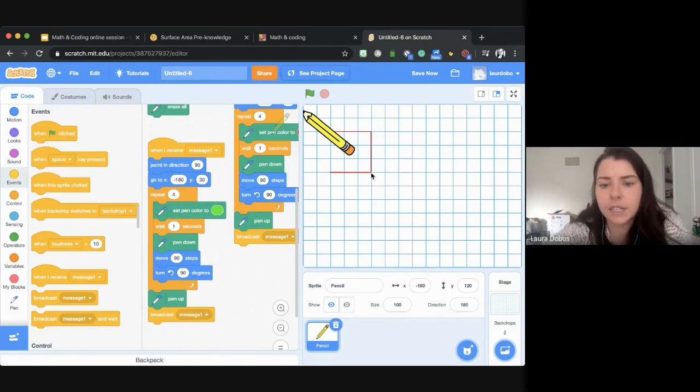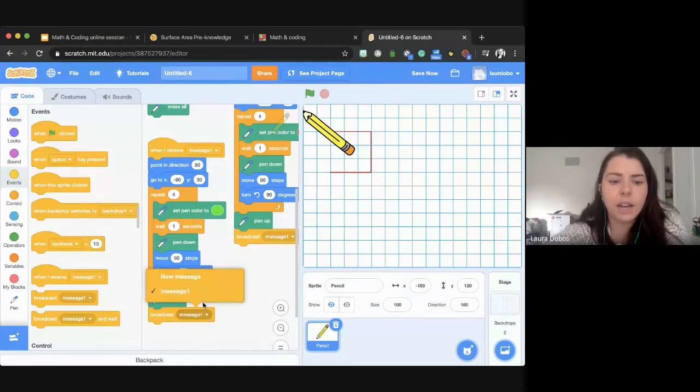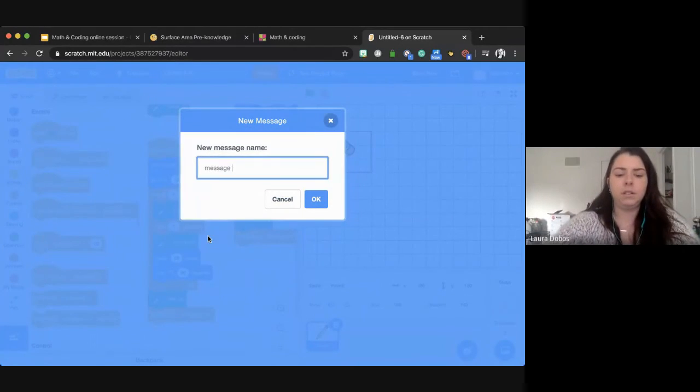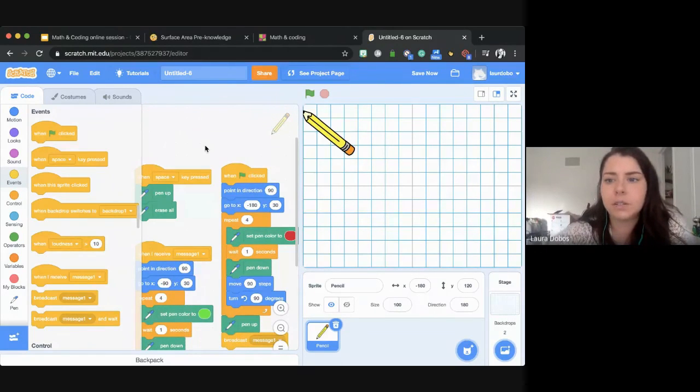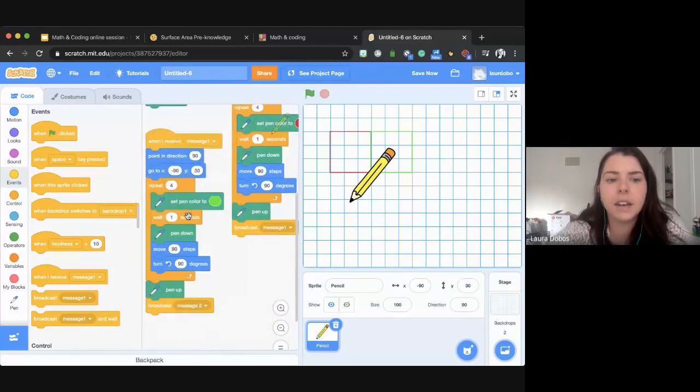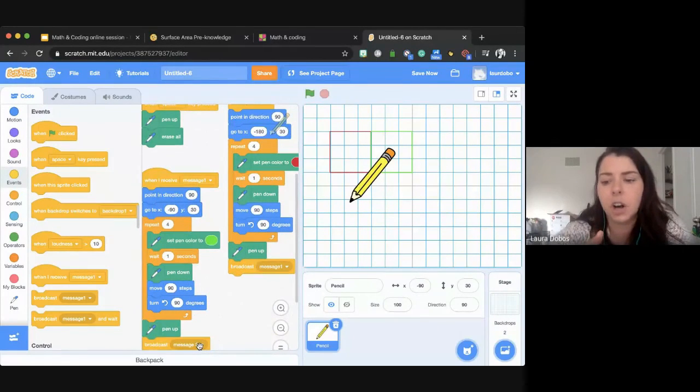So this vertex here was at negative 90 and 30. So I'm now going to change this. Okay, so I have it starting here. It's going to draw my square again, and then it's going to broadcast message 2. If I kept that as message 1, this would just continue happening because message 1 activates this code. So I'm going to clear my screen. I'm now going to start my code and see what happens. All right, and then because I have no code activated by message 2, it'll just stop.